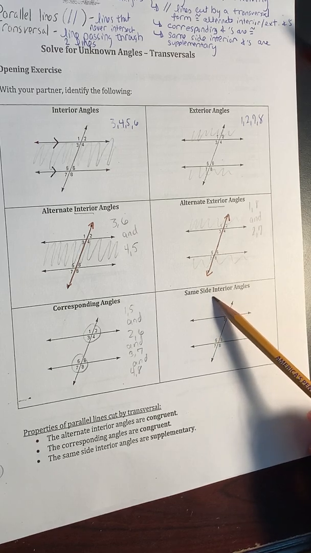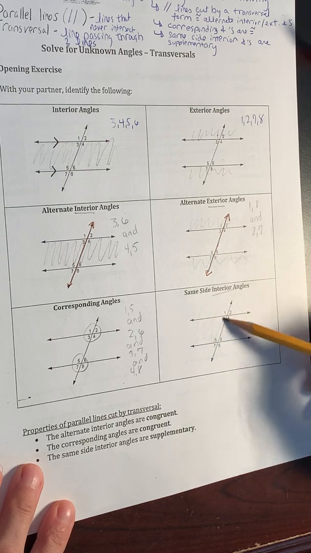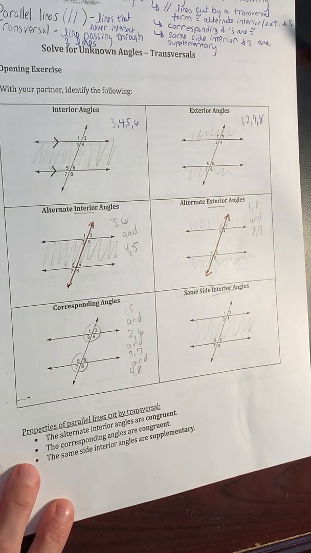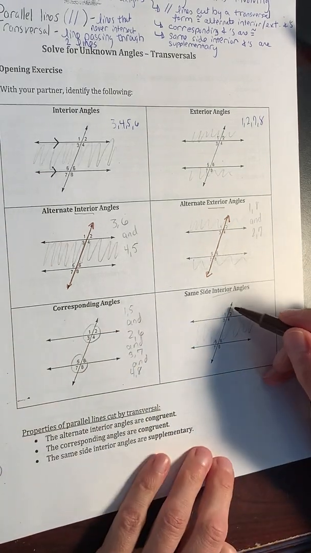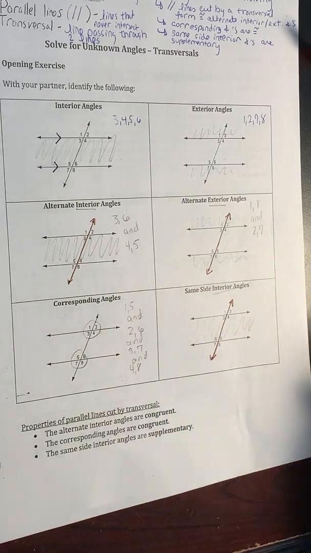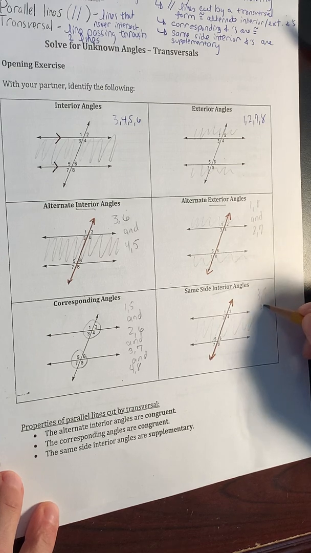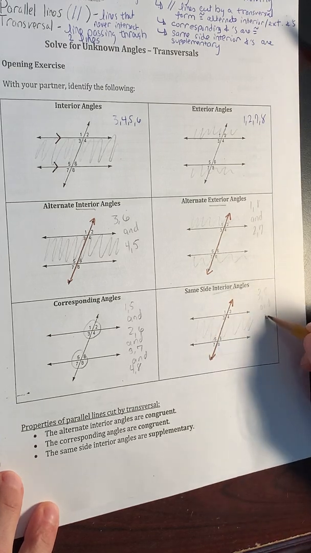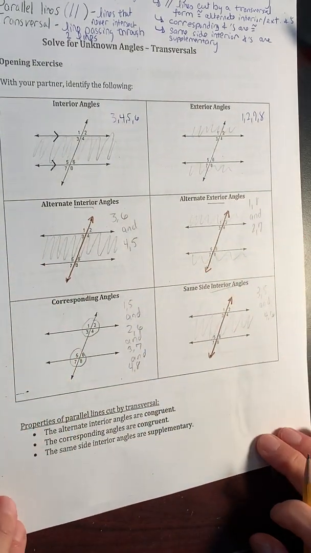Same side interior angles, interior. So this is the opposite of alternate interior. Now we want angles that are on the same side of the transversal inside the parallel lines. So an example would be 3 and 5. And the other pair would be 4 and 6. Now, properties of these angles that were formed at the top.